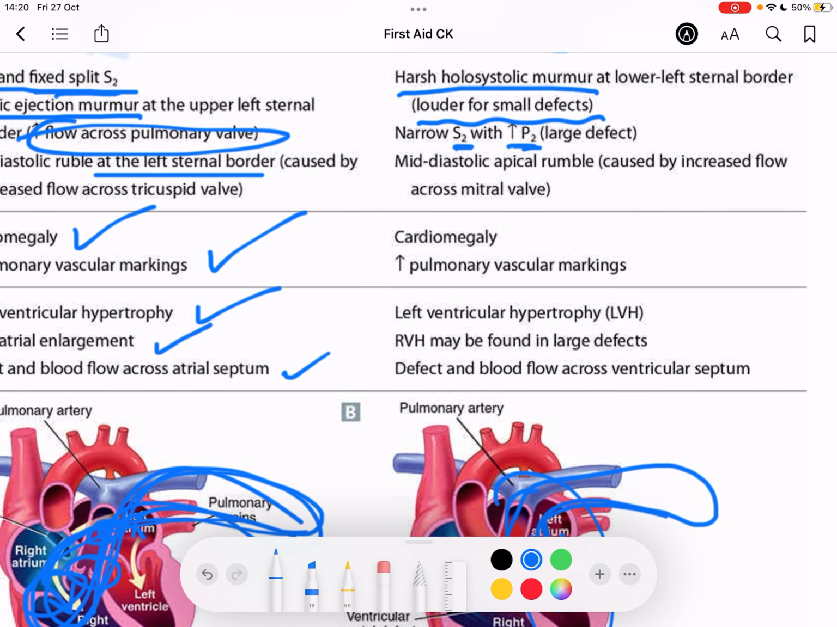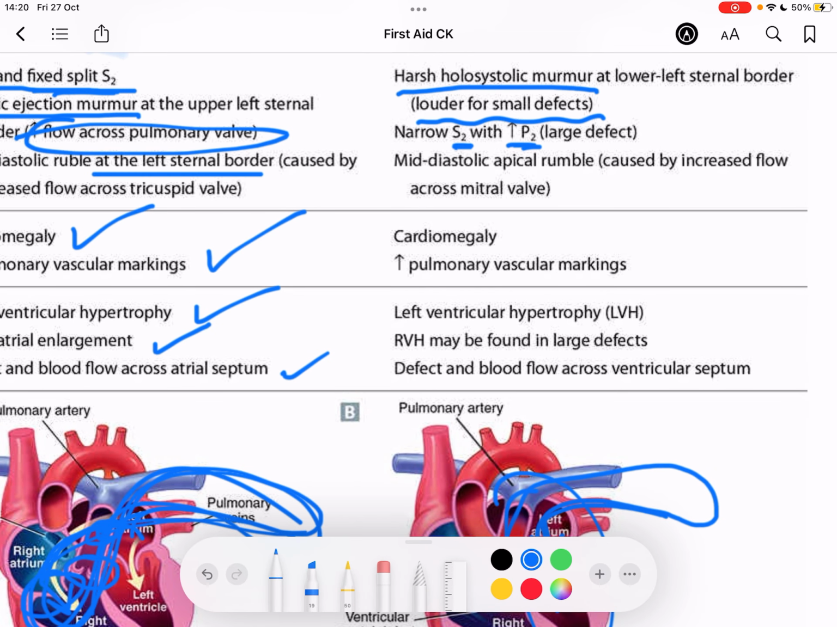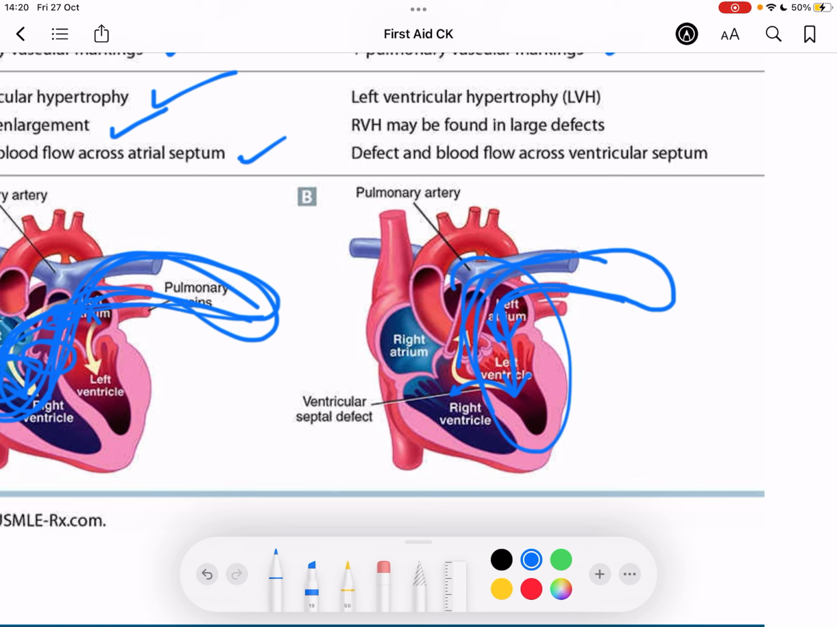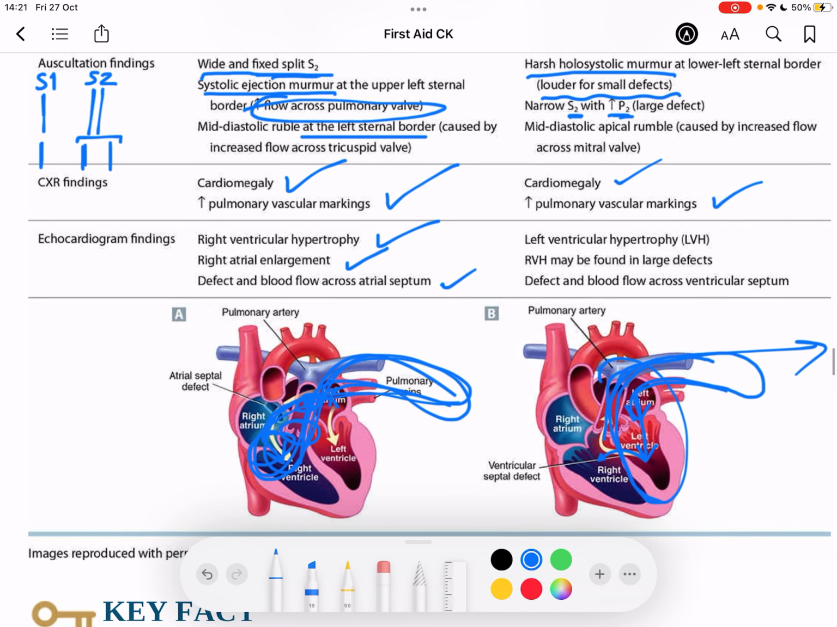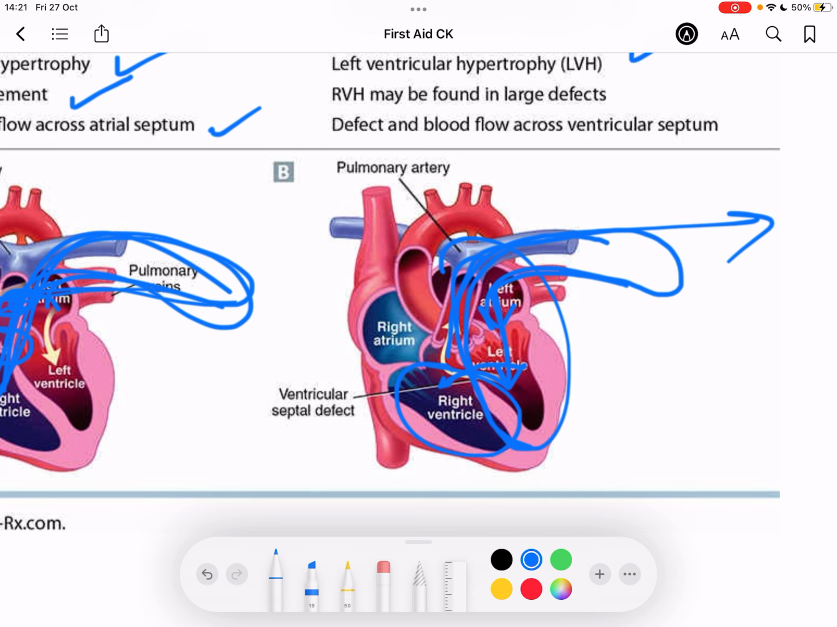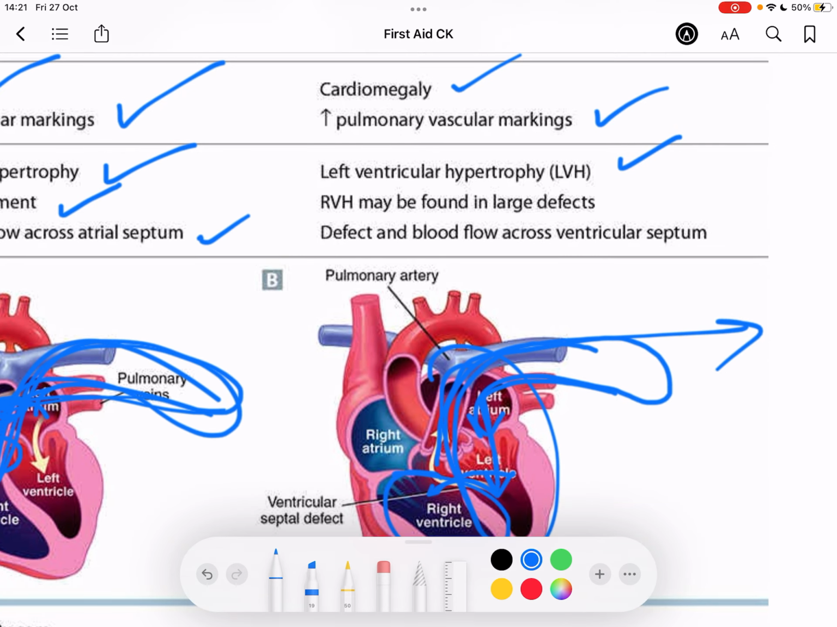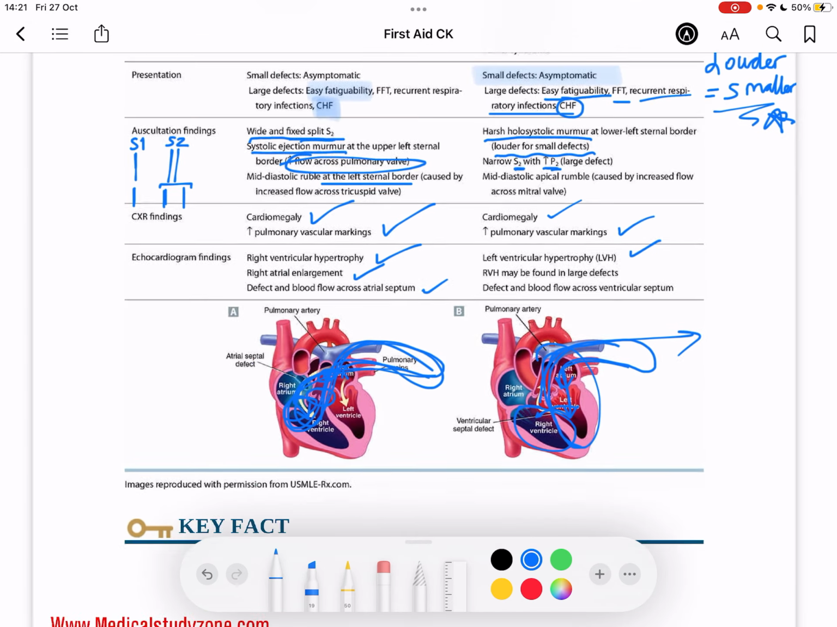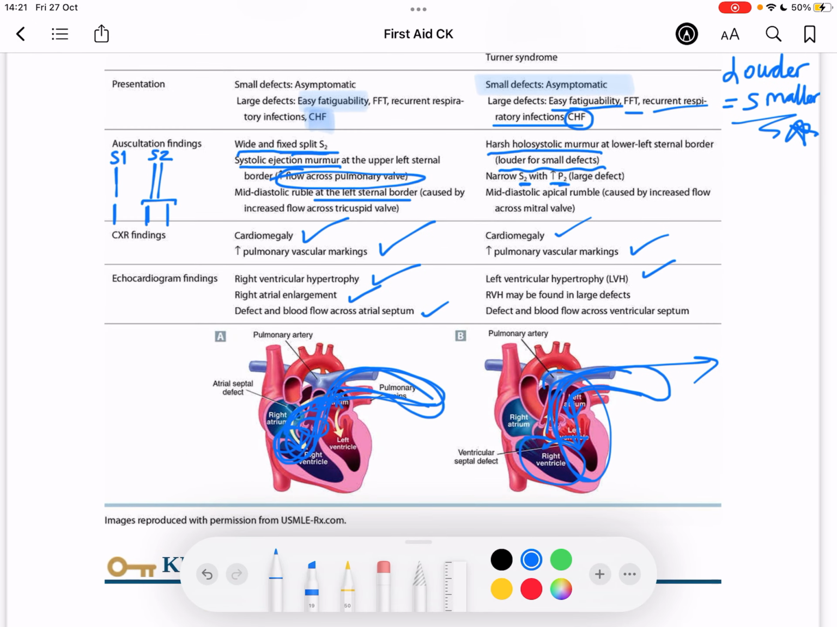In terms of some of the chest x-ray findings, exactly the same as ASDs because we have exactly the same problem. Cardiomegaly from potential heart failure, and increased pulmonary vascular markings? Because we have increased blood going back to the pulmonary circulation. In terms of echocardiogram findings, we are more likely to see left ventricle hypertrophy, as I've mentioned, reason why. We can still have right ventricle hypertrophy because technically we do have more blood flow coming into the right side. And we will be able to see the VSD on an echo as well and make the diagnosis. So generally speaking, you're going to be getting your diagnosis from an echocardiogram.